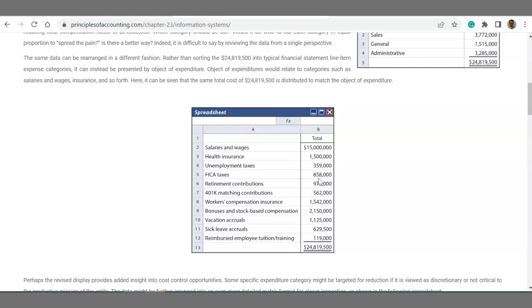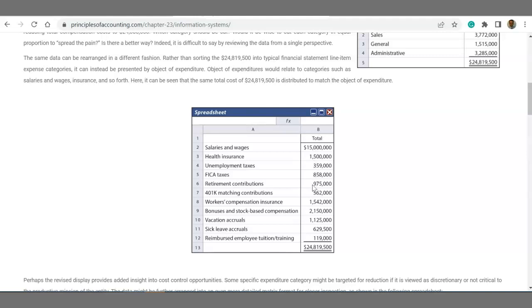So FICA is also a big part of the expenses for compensation. Then there is the retirement contribution for matching with employees, whatever they put in the retirement, 401k, workers' compensation insurance for employees, bonuses, and vacation accruals, sick leave accruals. Those are also liabilities that the company owes to employees until they take that vacation. And tuition and training, about 119. That's total $24 million.